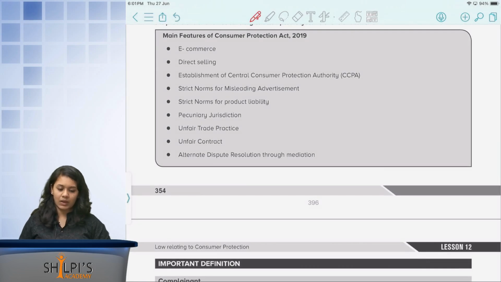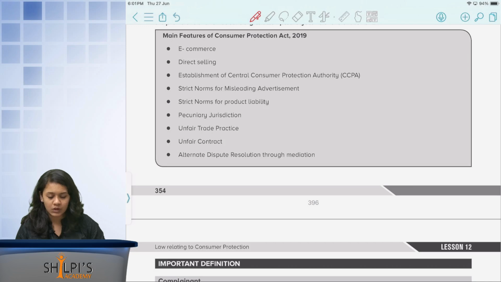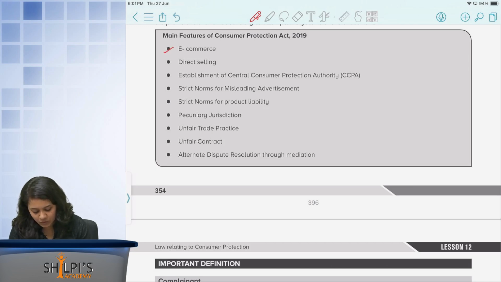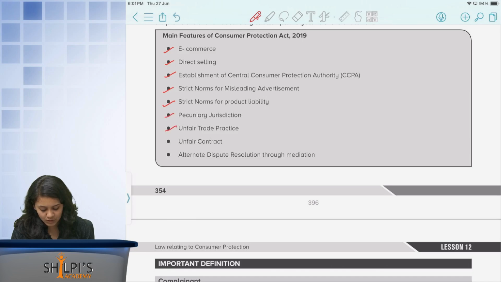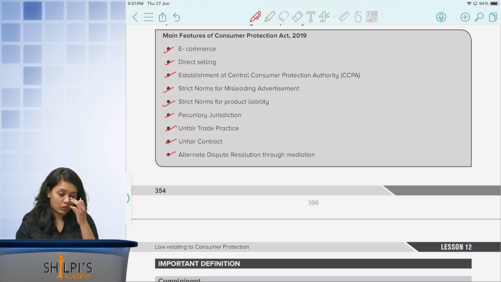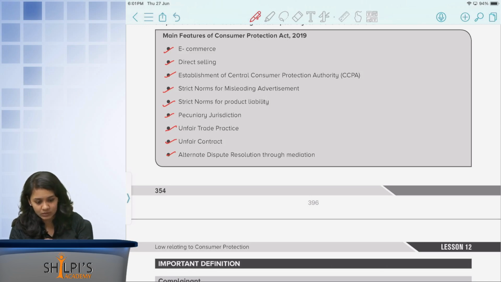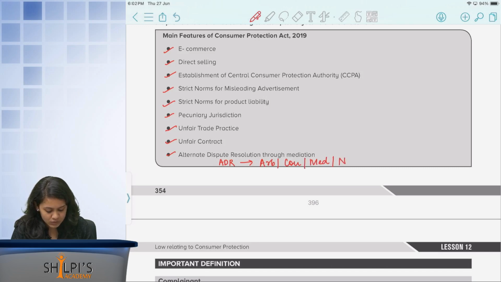Coming down, we're looking at the main features of the Consumer Protection Act of 2019. First, we have e-commerce, direct selling, establishment of the Central Consumer Protection Authority, norms for misleading advertisement, norms for product liability, jurisdiction, unfair trade practices, unfair contracts, and ADR through mediation. The Consumer Protection Act has come in to protect the consumers, and ADR, alternate dispute resolution, includes things such as arbitration, conciliation, mediation, and negotiation.